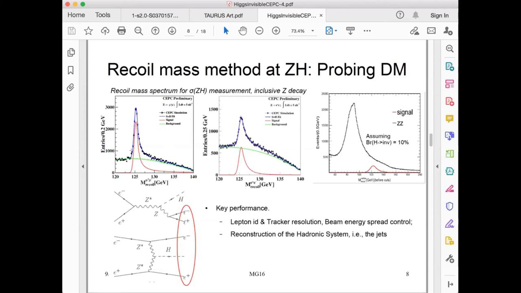Then if you want to find the invisible Higgs signal here, you just look into the decay products of the other side. Of course, it also holds for the cases where the Z decays into a pair of jets. And in this hadronic channel, we have the majority of the statistics. This channel is actually most sensitive to the Higgs invisible decay.